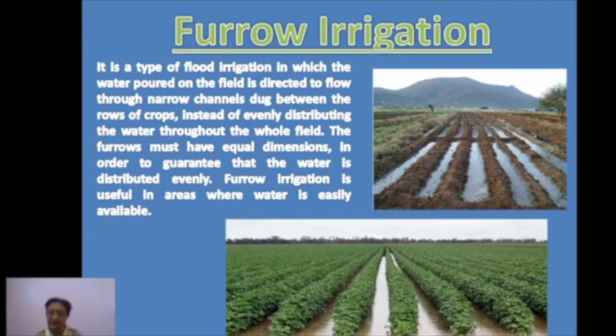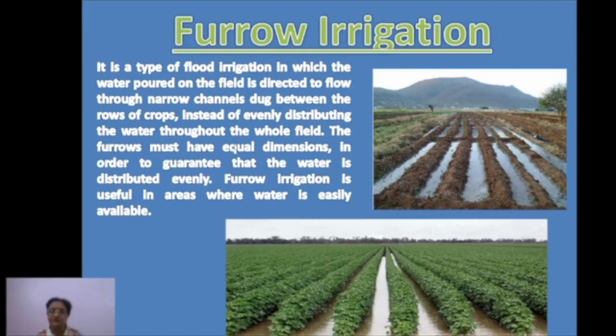And this water is made to provide irrigation to a long area, up to where the channel has been made. So instead of evenly distributing water throughout the whole field, this is carrying water through the narrow channels to the different parts of the field.